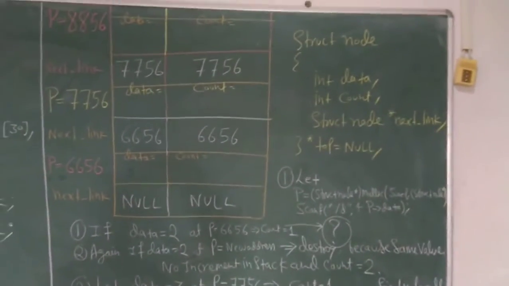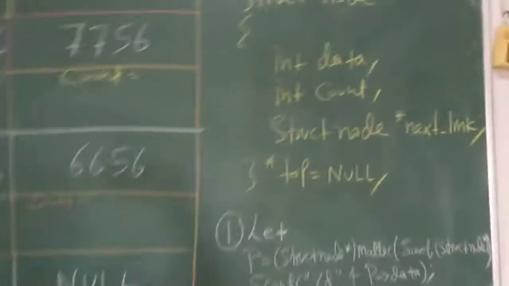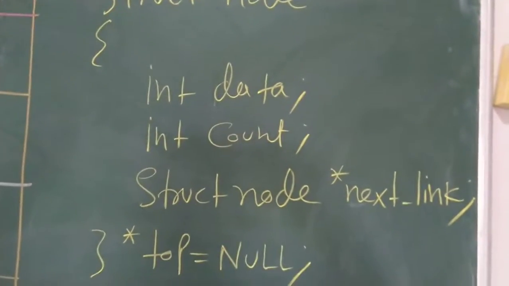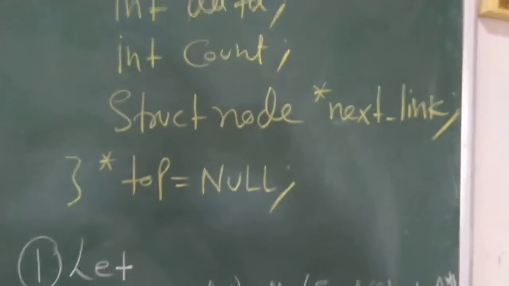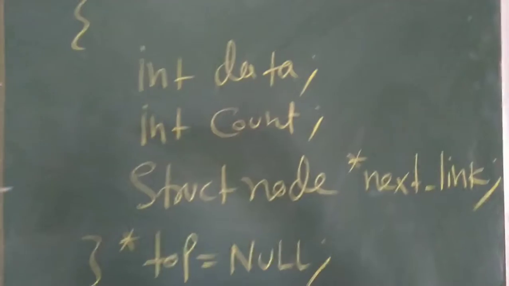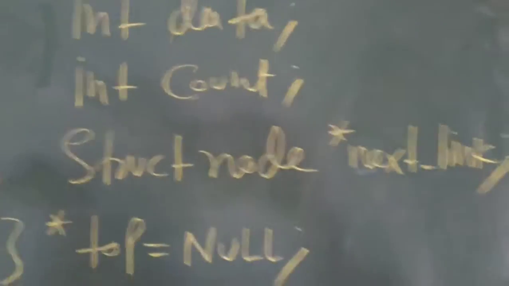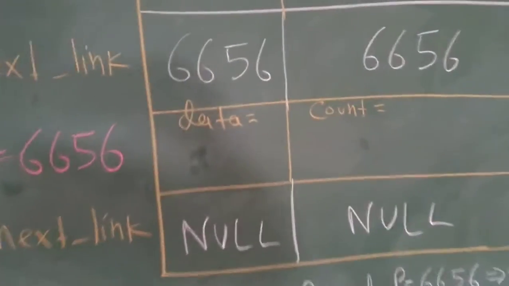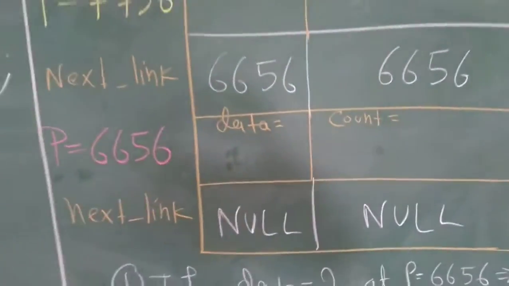At first you must check this problem. What is your task? In your program you have to write struct node, int data, int count, struct node *link and *top equal to null. Both programs are the same, but here you have to write something different. So there are two data types. Struct node *next link. Next link means, as we have already told you, whenever there is a data, after that comes the next link. Now what is your task?